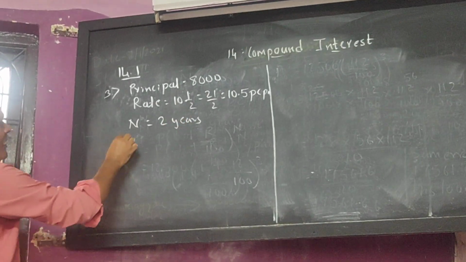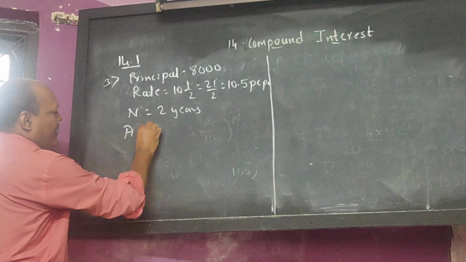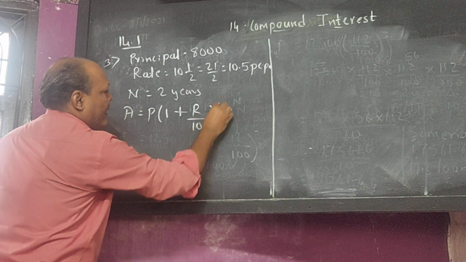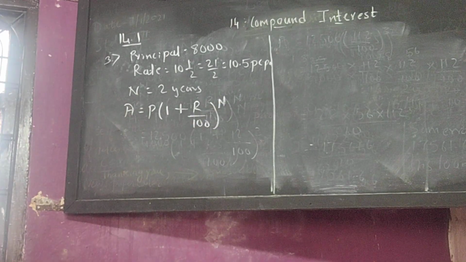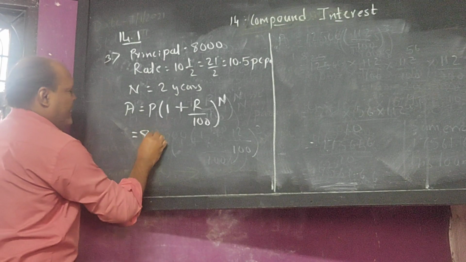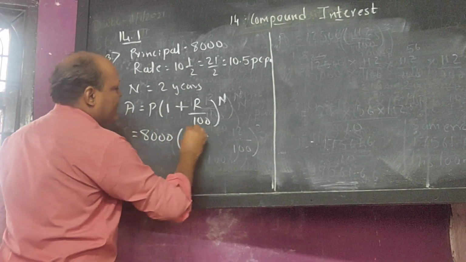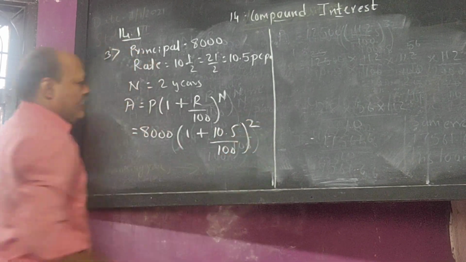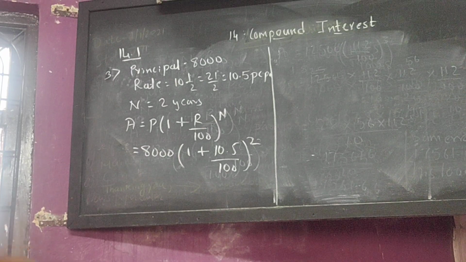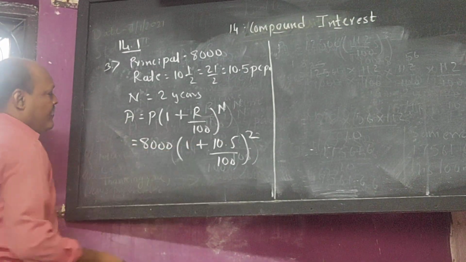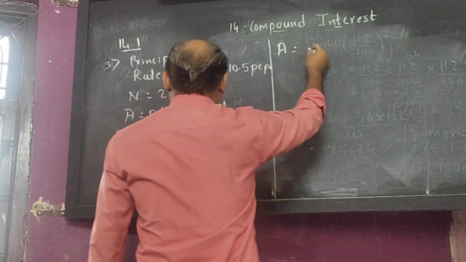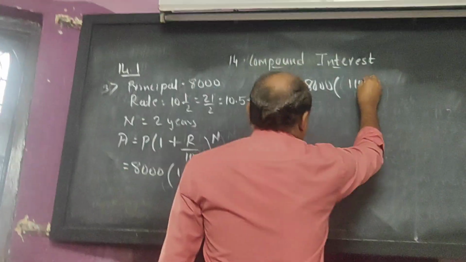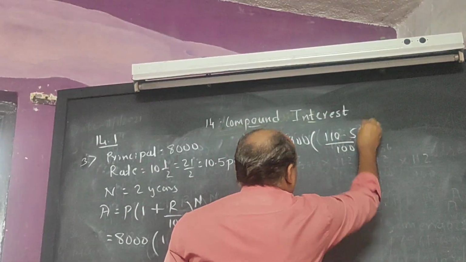First of all we will find the amount. The formula to find amount is P (1 + R/100)^N. So your principal amount is 8,000, 1 plus R, that is 10.5 upon 100, raised to 2. I hope all of you understood it here. Now, cross multiplication, 100 plus 10.5. How much are you going to get? 8,000 multiplied by 110.5 upon 100. I hope all of you understood it.